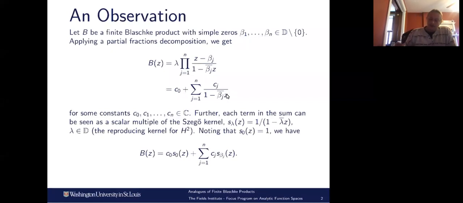The key thing here, though, is that in H2, the reproducing kernel, referred to as the Szego kernel, which I'll write as S lambda, is 1 over 1 minus lambda bar z. So what we see is that every finite Blaschke product can be written as a linear combination of reproducing kernels, where the first one will be the kernel at the origin, and the other kernels will just be the kernels at the zeros of the Blaschke product.